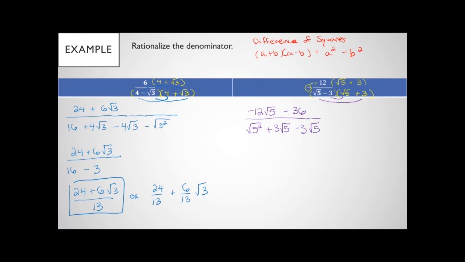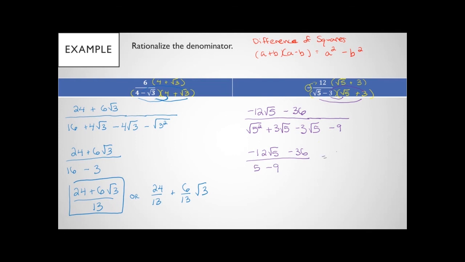So you can see that those are going to cancel. And then our last term's negative 3 times 3, so that's minus 9. And I have to keep drawing my fraction there to make sure it covers everything. So on top, I have negative 12 square root of 5 minus 36. The square root of 5 squared, that's going to be 5. 3 square root of 5 minus 3 square root of 5, those cancel, those add to 0. And then I have a minus 9.